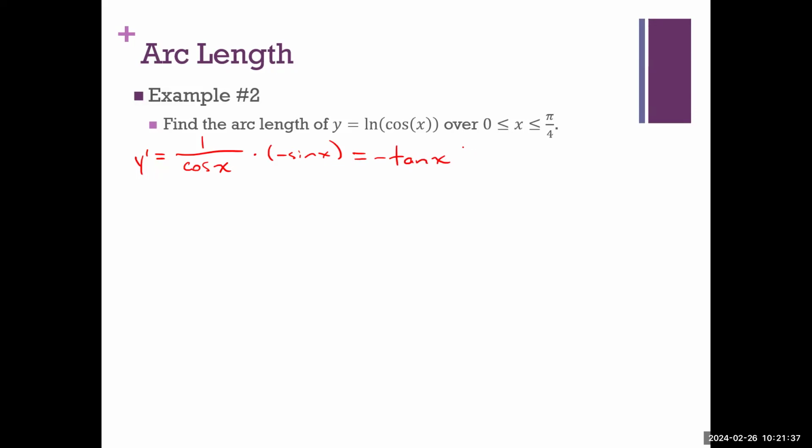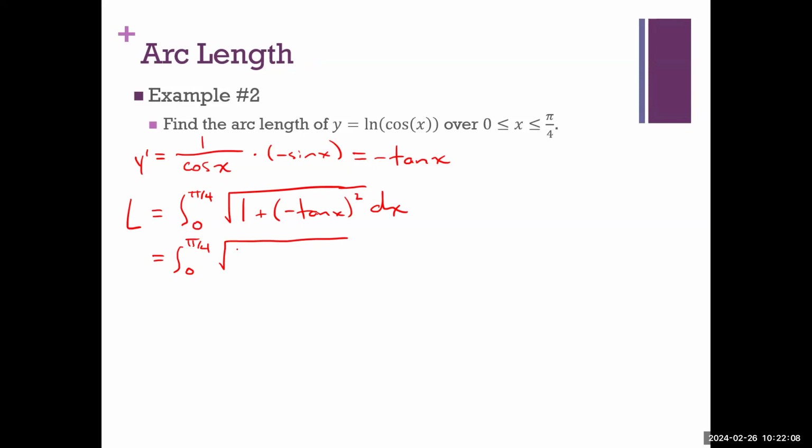Okay. Yep, we definitely need that. Now what can we do with that? Okay, so our bounds are given to us again. So integrating from 0 to pi over 4 of the square root of 1 plus minus tangent x squared dx. Is this an integral we can do? Substitute for secant x. That's equal to secant squared x?